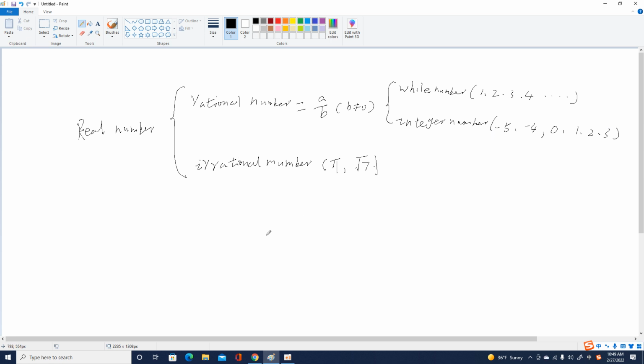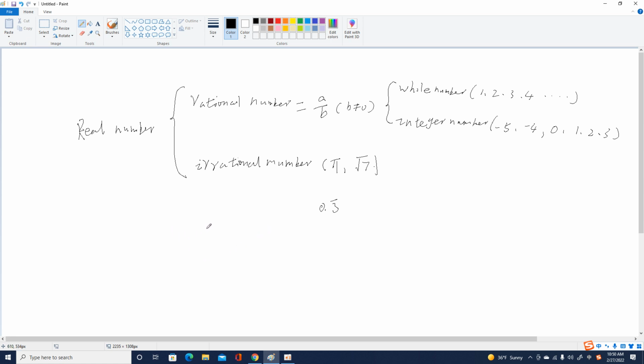I can also give you a special case of rational numbers, such as 0.3 repeating, which means the 3 will repeat. This is also a rational number. This is something about real numbers. Basically, in our daily life, all of the numbers we see are real numbers.